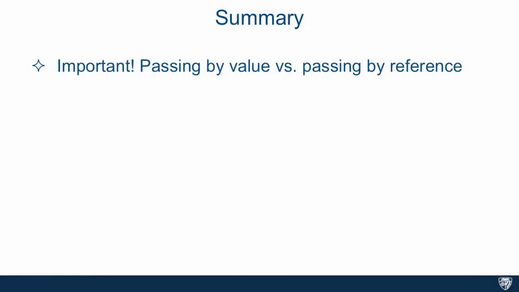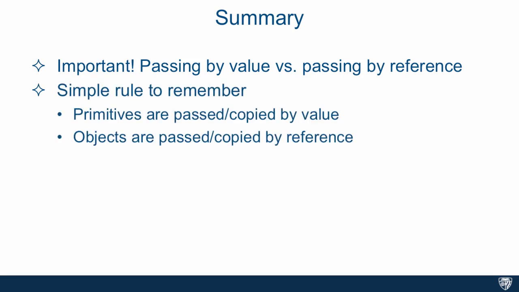So to summarize, it's very important to understand this concept of passing by value versus passing by reference. You can't really code without understanding this basic concept. And the simple rule to remember is this: primitives are passed or copied by value, and objects are passed or copied by reference. And again, copying or passing by value means that the new variable really has no relation to the old variable, and changing the value in it will not affect the old variable. As opposed to passing or copying by reference, where changing the values in that new variable will affect the values of the old variable from which the object was actually copied.